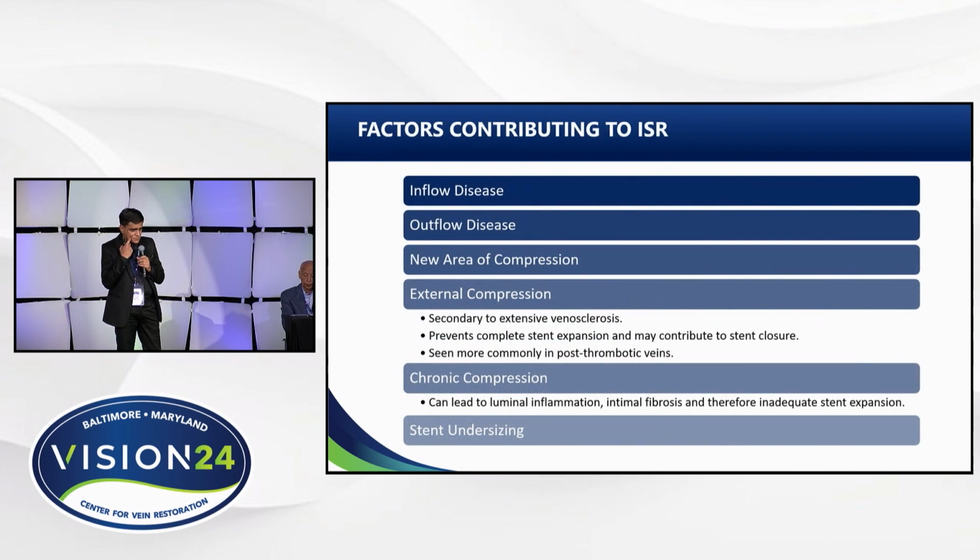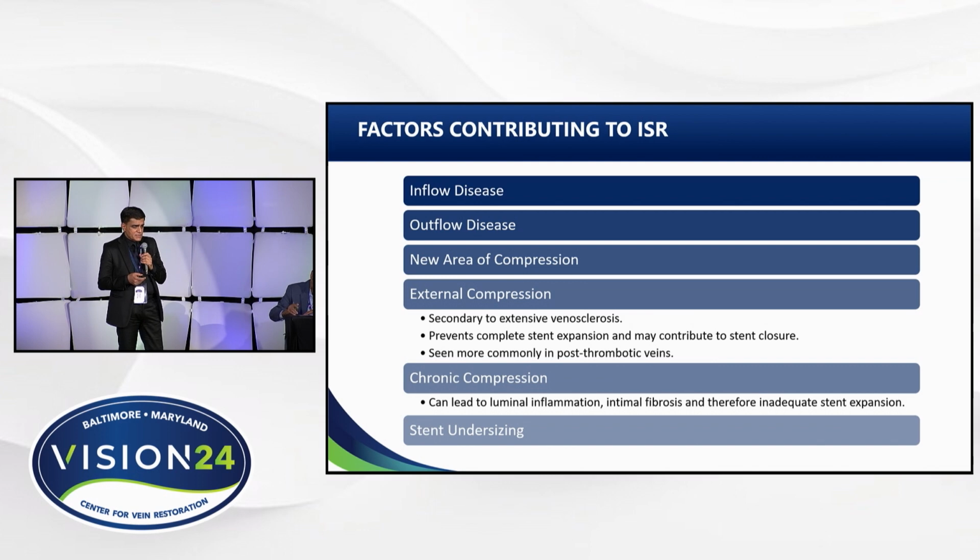Coming to the individual factors contributing to ISR: inflow disease, meaning there is an area of the external iliac vein or the common femoral vein, depending upon where the initial stent landed, which is narrowed beneath the stent. Outflow disease, meaning the area above the stent is narrowed or the proximal edge of the stent is narrow, a new area of compression. Sometimes we have stented from a normal to a normal segment, but the patient starts complaining of symptoms, and if you rescan them, you start seeing new areas of compression distal to the stent.